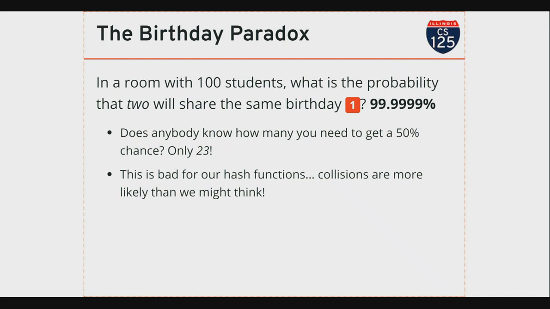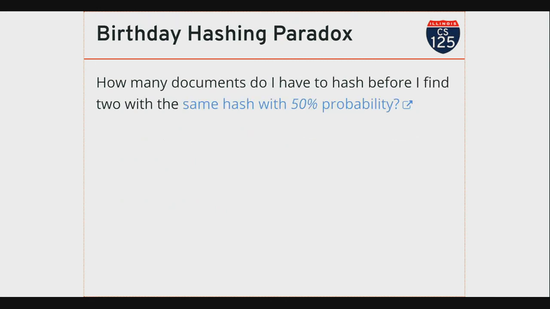Essentially, the result of this exercise is to try to convince you that collisions are much more likely than you think. You might think that they're unlikely, but it turns out I don't need very many people before I have this collision, based on the birthday paradox, okay? So again, if I put this in slightly different terms, how many documents do I have to hash before I have 2 with the same hash with 50% probability? Well, now here's the thing. The answer to this question depends on the size of the hash output. How large of a value is my hash function producing, okay?